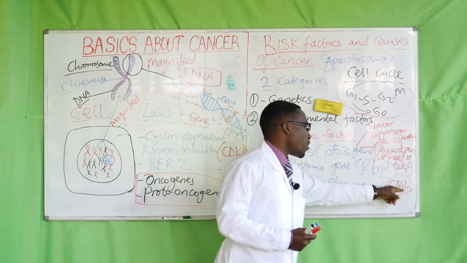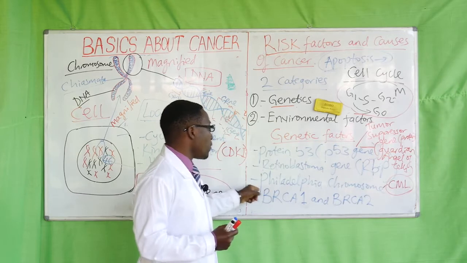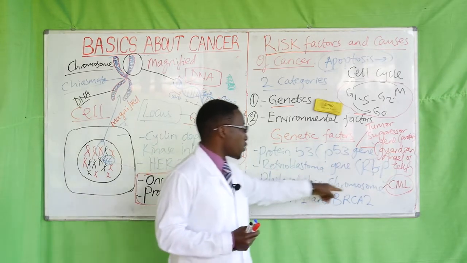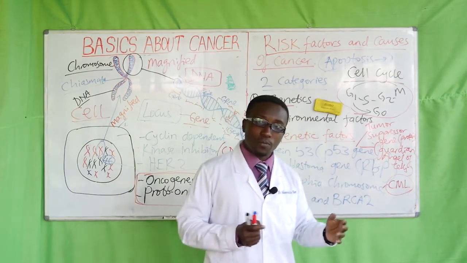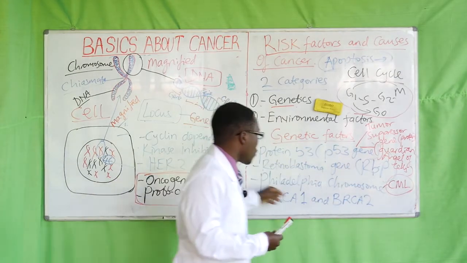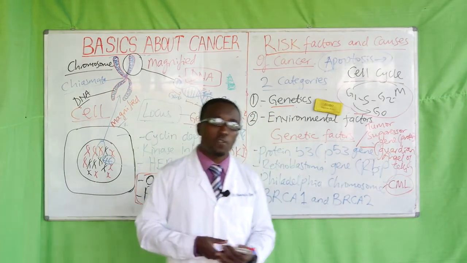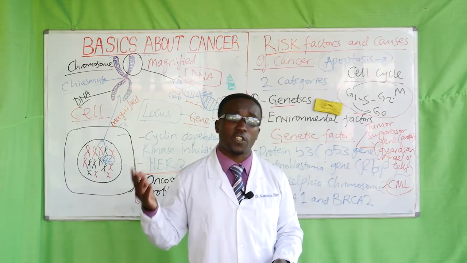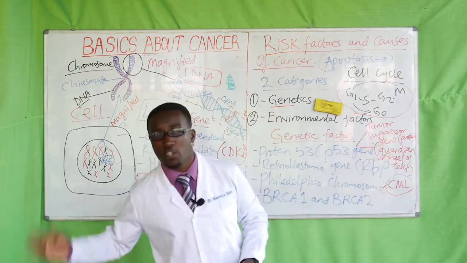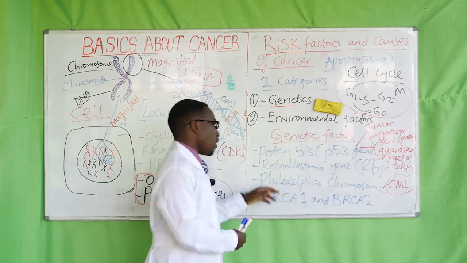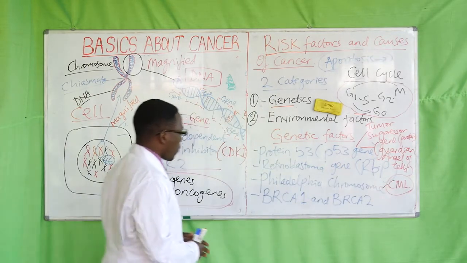So, for example, chronic myeloid leukemia or chronic myelogenous leukemia, CML, develops as a result of inheritance of what we call the Philadelphia chromosome. When a child inherits such a chromosome with an abnormal gene that is coding for what we call tyrosine kinase activity that keeps on promoting cell growth and development, cell division, it means such an individual ends up developing chronic myelogenous leukemia. So what is this Philadelphia chromosome?